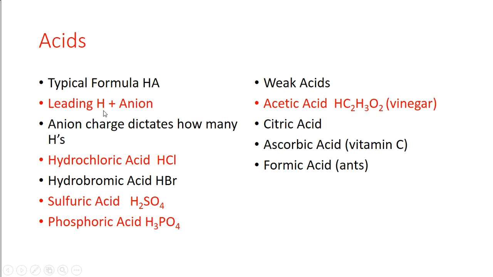So you have a leading H. The anion's charge will dictate how many hydrogens you need. So in hydrochloric acid, Cl is Cl minus based on where it is on the periodic table. It's one away from a noble gas.